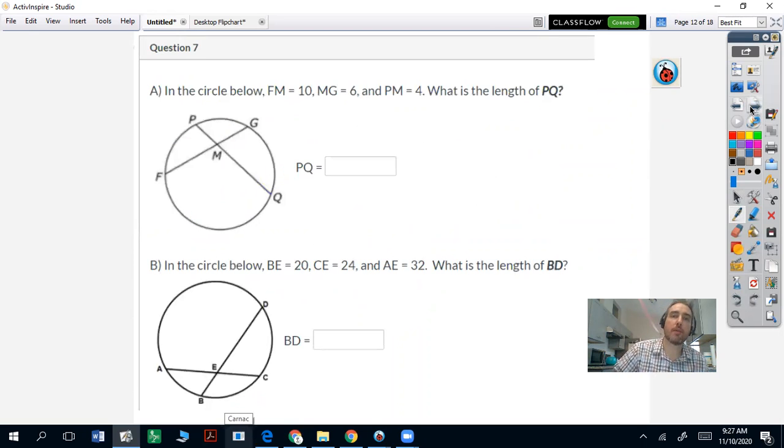All right, question number 7. 7 is a little bit different. Let's read through it. In the circle below, FM is 10. So far, we're looking at similar problems to the first one we did. MG is 6. That's along the same line, so I'll keep that red. PM is equal to 4. What is the length of PQ?